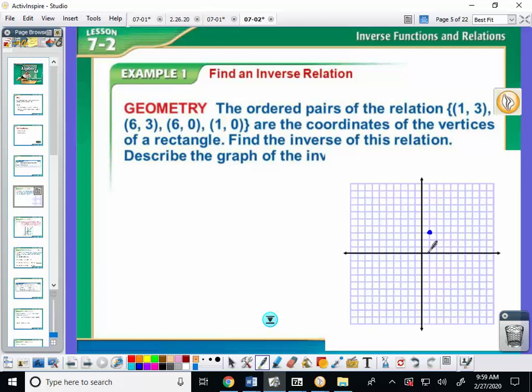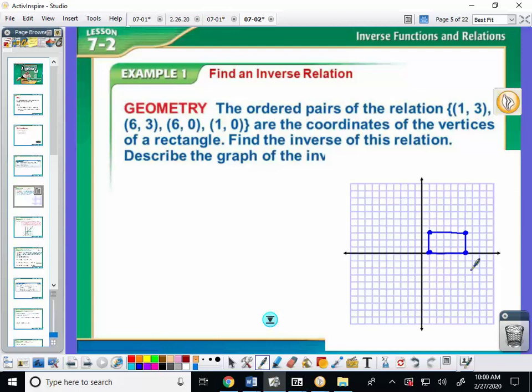We have (6, 3). 1, 2, 3, 4, 5, 6. We have (6, 0), and we have (1, 0). I want you to go ahead and draw the rectangle that's formed by these vertices. So I want you to see the connection between these ordered pairs and inverses.